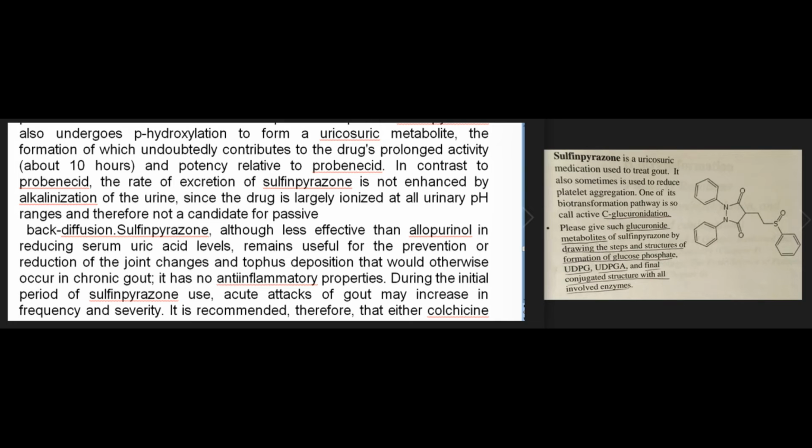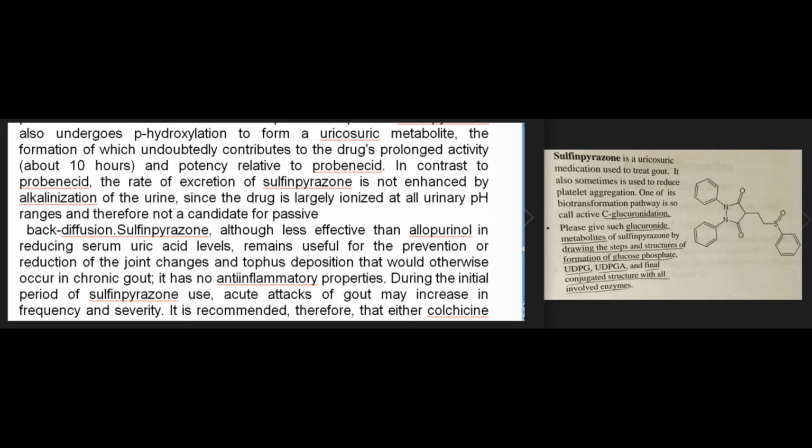In contrast to probenecid, the rate of excretion of sulfenpyrazone is not enhanced by alkalinization of the urine, since the drug is largely ionized at all urinary pH ranges and therefore not a candidate for passive back diffusion. Sulfenpyrazone, although less effective than allopurinol in reducing serum uric acid levels, remains useful for the prevention or reduction of the joint changes and tophus deposition that would otherwise occur in chronic gout. It has no anti-inflammatory properties.